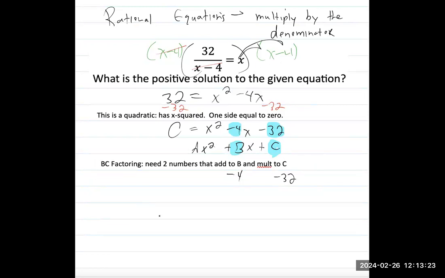So what two numbers would do that? Let's start by breaking 32 down to all of its factors. It divides by 1, it divides by 2, it doesn't divide by 3, but it does divide by 4.